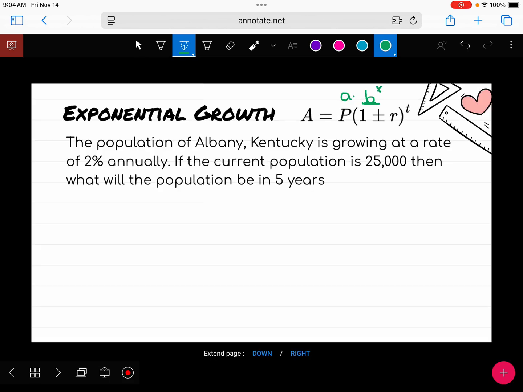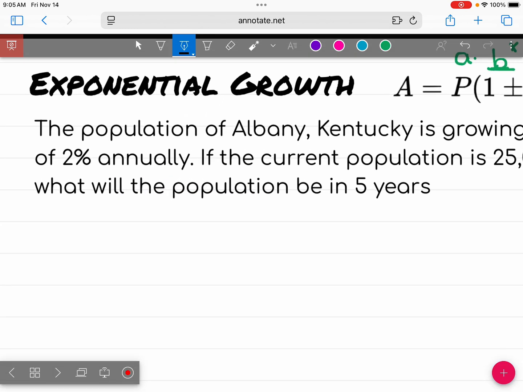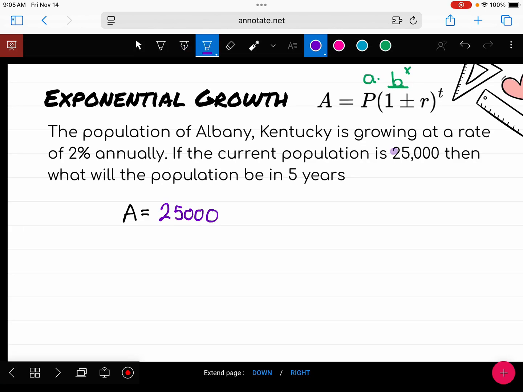So if we're looking here at this problem for Albany, Kentucky, these kinds of problems are used all the time for population analysis. If we know that Albany, Kentucky is growing at a rate of 2% annually, and the current population is 25,000, how could I write an equation for this town? The amount of people in the town is going to be found by what? Our 25,000. That's our initial population. That's what we're starting with. So this guy is our principal. That's starting amount.